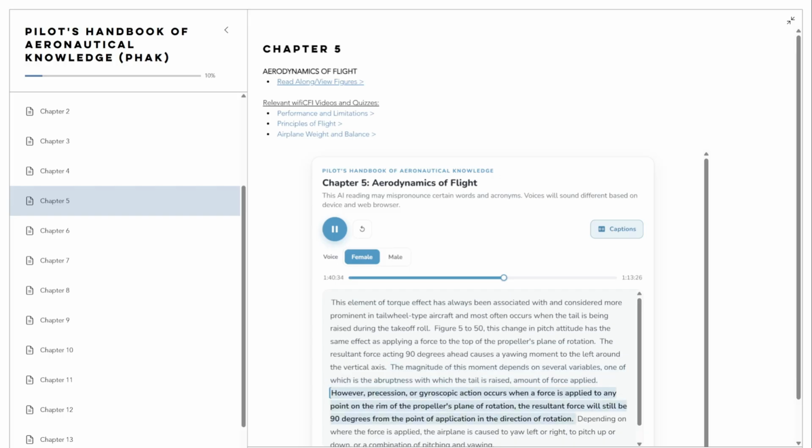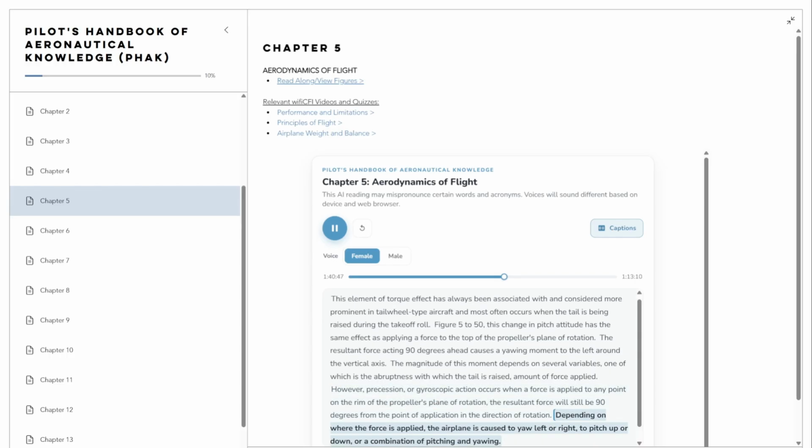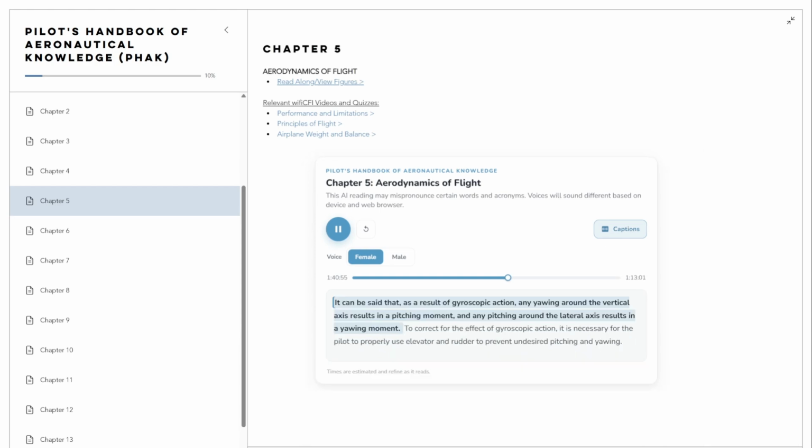However, precession or gyroscopic action occurs when a force is applied to any point on the rim of the propeller's plane of rotation. The resultant force will still be 90 degrees from the point of application in the direction of rotation. Depending on where the force is applied, the airplane is caused to yaw left or right, to pitch up or down, or a combination of pitching and yawing. It can be said that, as a result of gyroscopic action, any yawing around the vertical axis results in a pitching moment, and any pitching around the lateral axis results in a yawing moment.